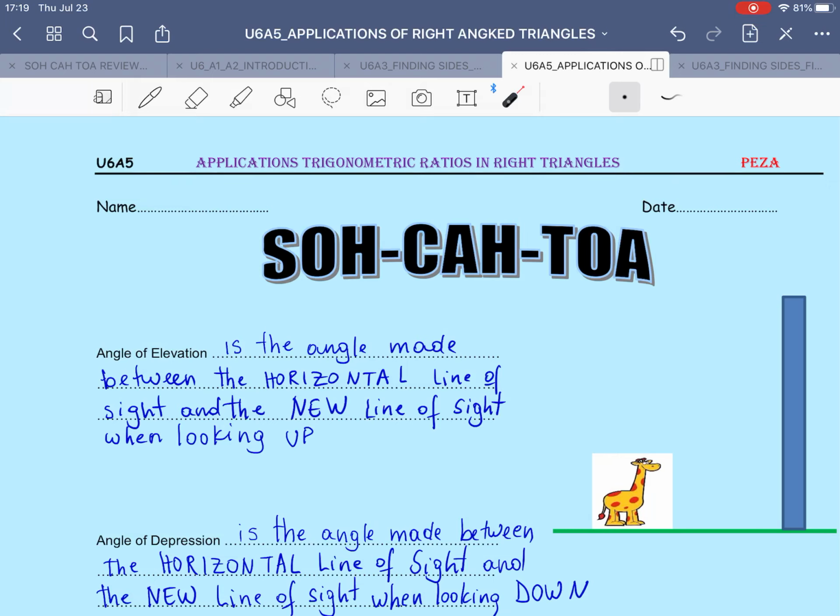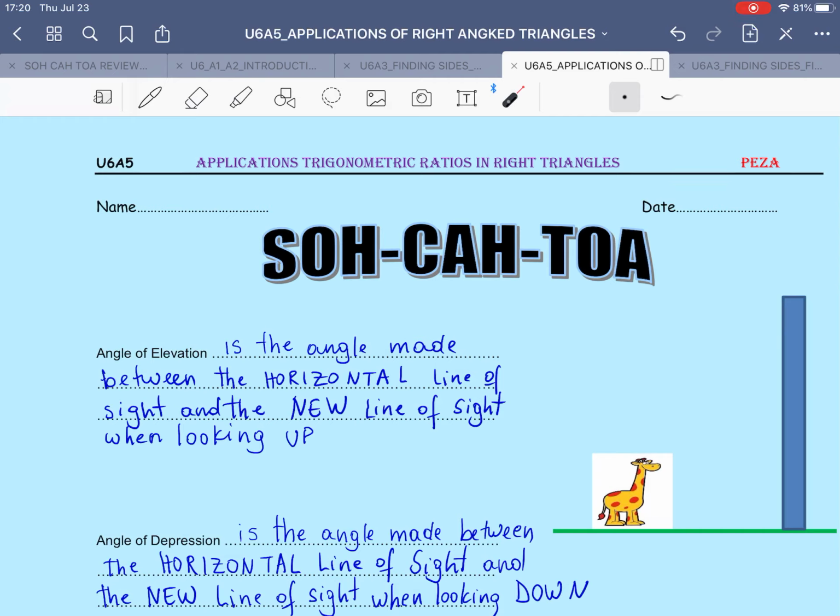Hello and welcome. Today we'll talk about some applications of trigonometric ratios in right-angled triangles. In other words, some applications of SOHCAHTOA. As you all know, whenever we're asked to solve word problems, very often we're required to draw a diagram. And drawing a good diagram is the best start to solving a problem.